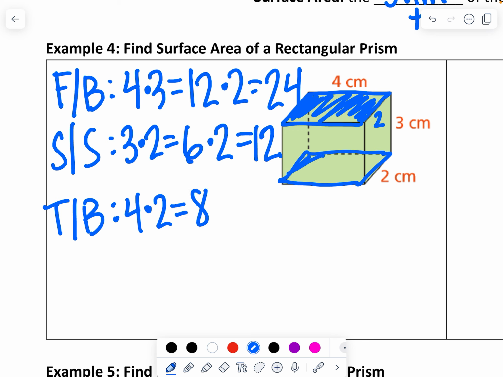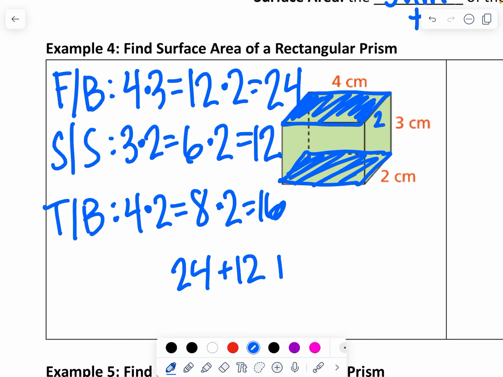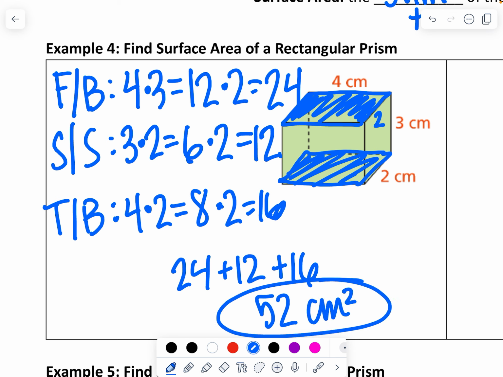And the top is the exact same as the bottom. So we multiply by 2, and we get 16. And now, to get our surface area, we have to add all 3 of those together. So 24 plus 12 plus 16. You can use your calculator. And you should get 52 centimeters squared. Remember, it's surface area. Anything area, we always square.